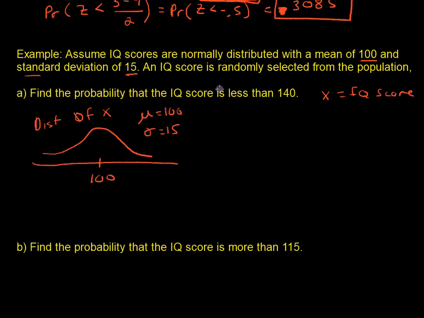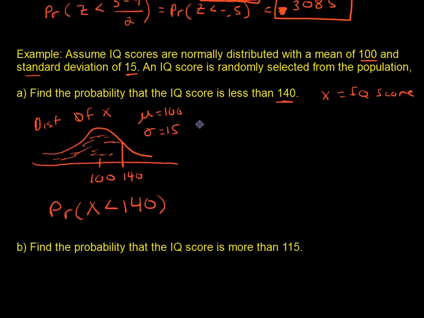Okay, I'm trying to find the probability that the randomly selected IQ score is less than 140. So here's 140, it's over to the right of 100. I'm trying to find the probability that it's less than 140. So this area here, right? So the probability that x is less than 140. That's what I'm trying to figure out.